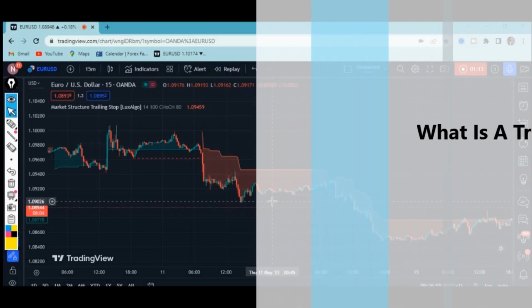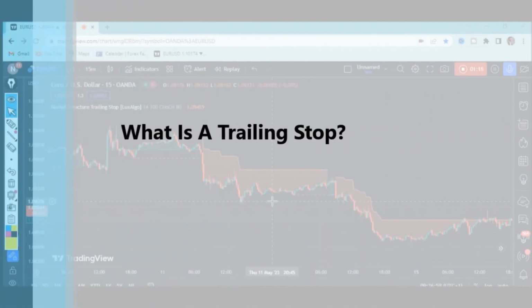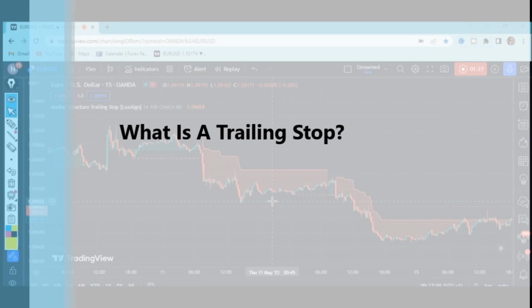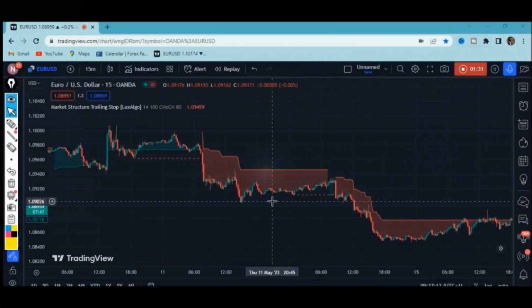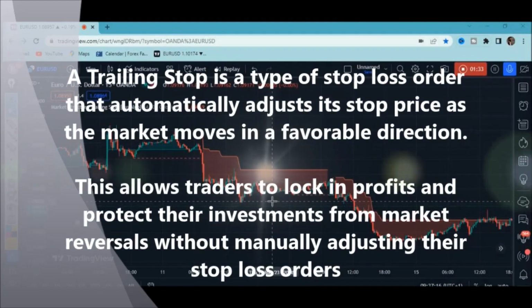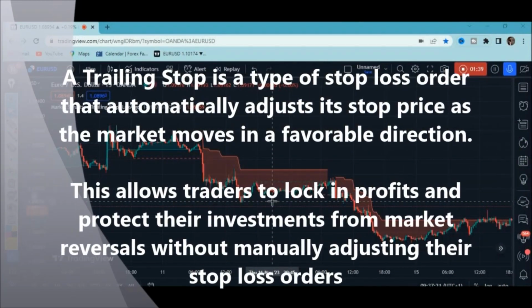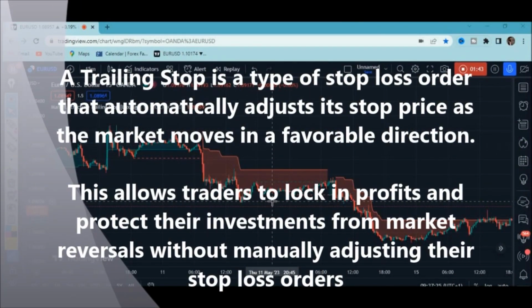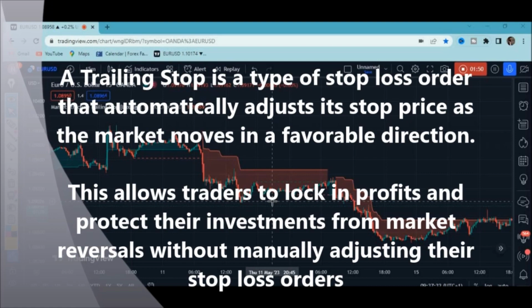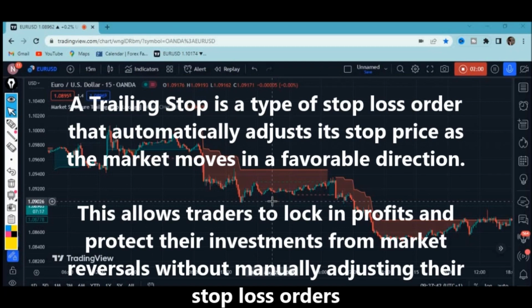So guys, we're just going to define what a trailing stop is, because I know we have beginners in the channel and they do wonder what a trailing stop is. Whenever you hear trailing stop in forex trading, in crypto, or when trading stocks, a trailing stop loss is a type of stop loss order that automatically adjusts its stop price as the market moves in a favorable direction. This allows traders to lock in profits and protect their investments from market reversal without manually adjusting their stop loss.